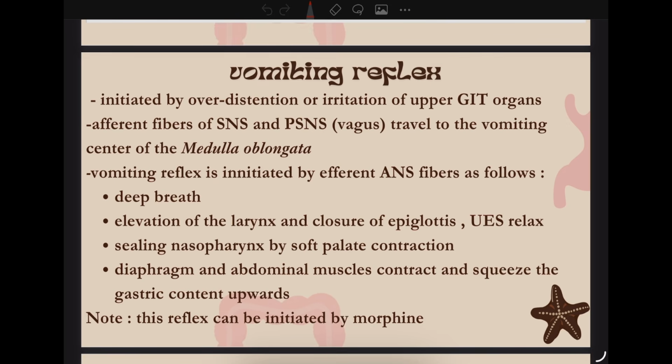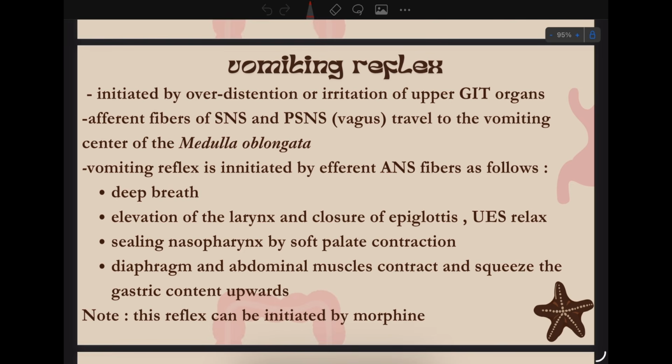Now, this vomiting reflex will be initiated by efferent, also autonomic nervous system fibers. So it's the same nerves that took the sensation away, the sensory ones; they will bring it back by other fibers. Anyways, what's happening in this vomiting reflex is very self-explanatory. First of all, a deep breath. Second, you elevate the larynx and close the epiglottis, and the upper esophageal sphincter relaxes. Do you remember the swallowing reflex? It's happening, but in opposite.